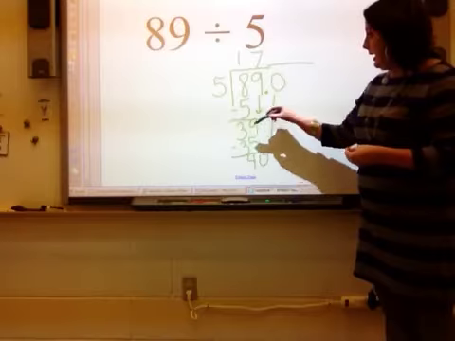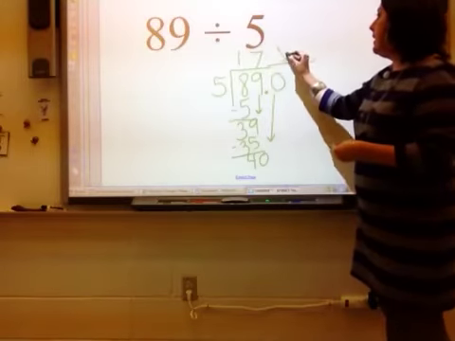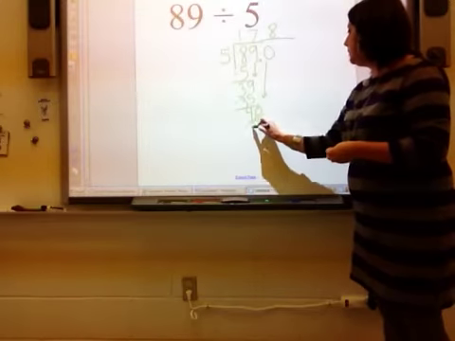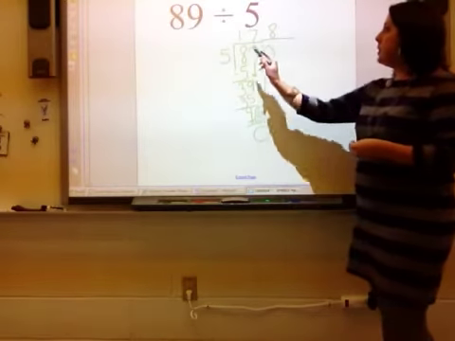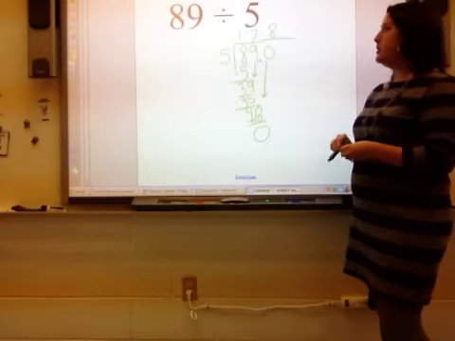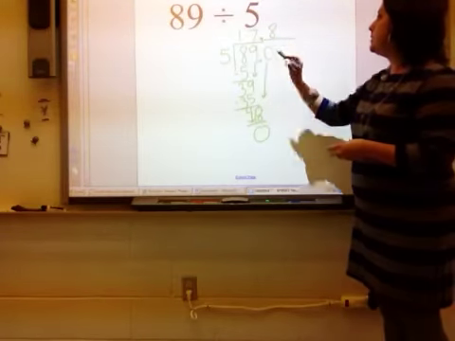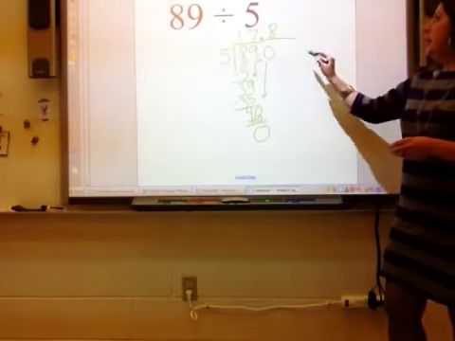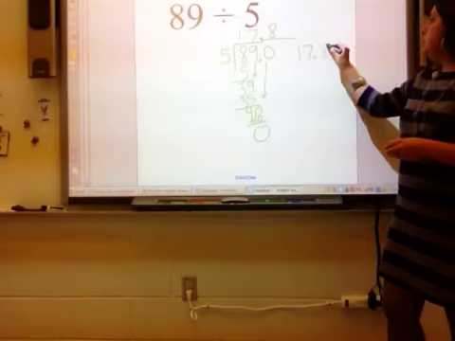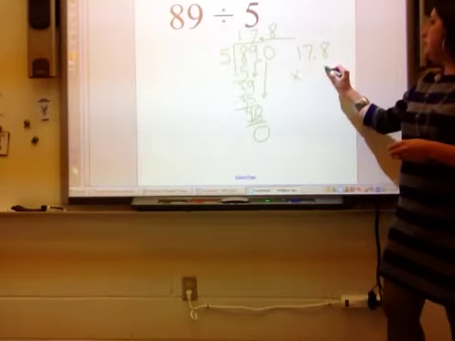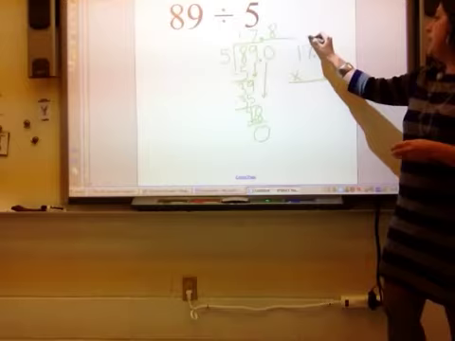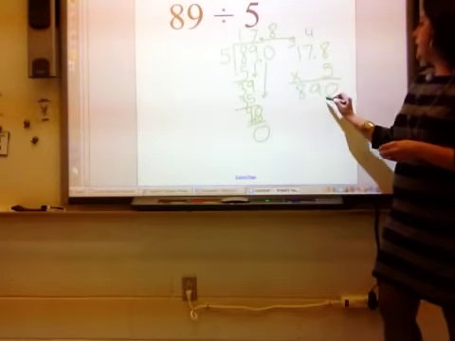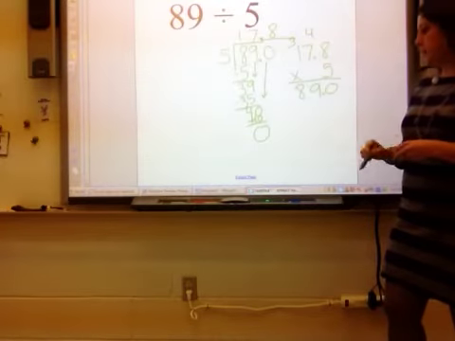And now I can say 40 will divide by 5 8 times evenly with nothing left over. Whoops, I've extended my page there. As long as I have lined everything else up on top, I can bring up that answer for a total of 17 and 8/10. I can always check these with multiplication: 17 and 8/10 times 5 will in fact get me an answer of 89, so I know that I'm correct.